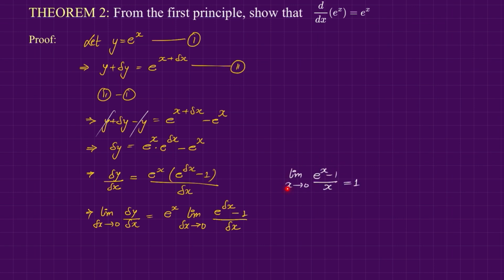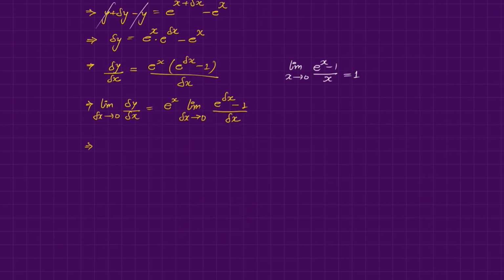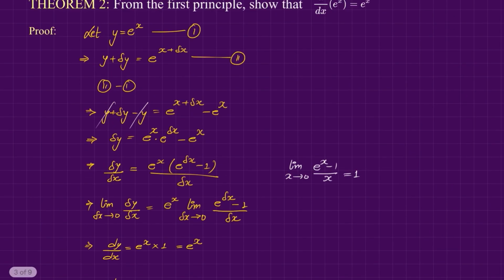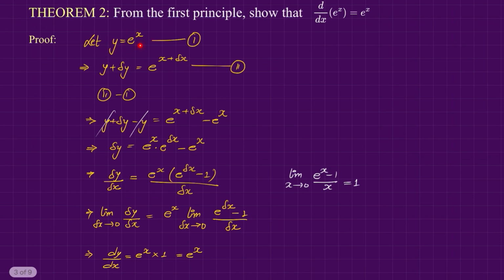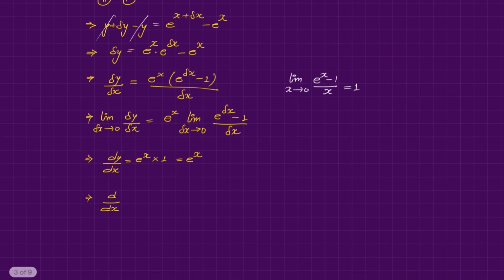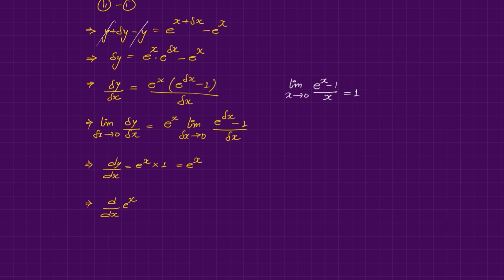In the previous chapter we had this formula, so if I compare this formula with this particular portion, it is matching, so this portion will be 1. Limit delta x tends to 0, delta y over delta x means dy by dx equals e to the power x, and that limit is 1, so it will be e to the power x. Hence we will replace the value of y with e to the power x, because from equation 1 you can see that y was e to the power x. So d/dx of e to the power x equals e to the power x, and that was the proof for this principle.